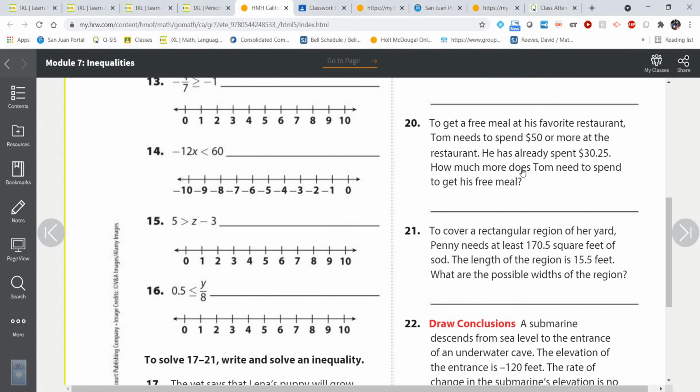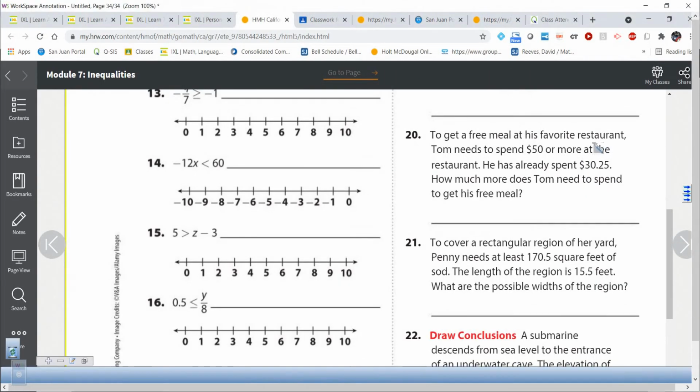Okay, here, let's go ahead and do this one, number 20. To get a free meal at his favorite restaurant, Tom needs to spend $50 or more at the restaurant. $50 or more, that's going to be greater than or equal to 50. He's already spent $30.25. How much more does he need to spend? Well, that's going to be our X, the amount he needs to spend more. So we've got 30.25 plus X has to be greater than or equal to $50.